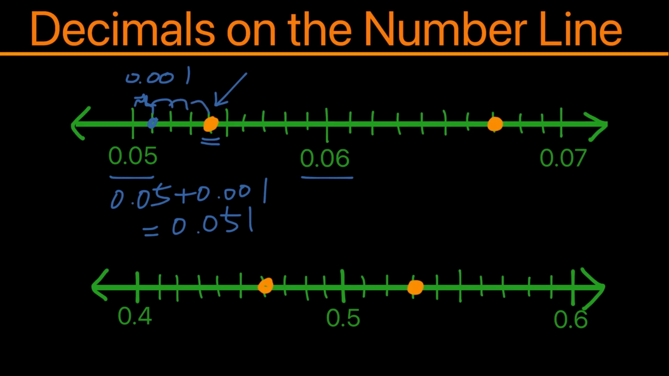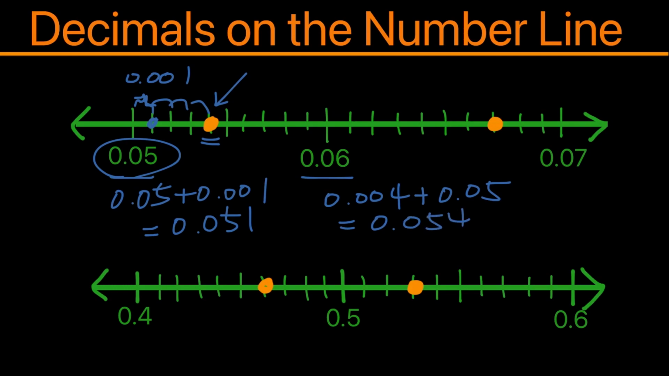So if we want to find out the first orange point, we would then go 1, 2, 3, 4. So that's 4 spaces down, means that it would be 0.004 plus the 0.05, and that would give us 0.054. So therefore, we know the answer for the first point is 0.054.